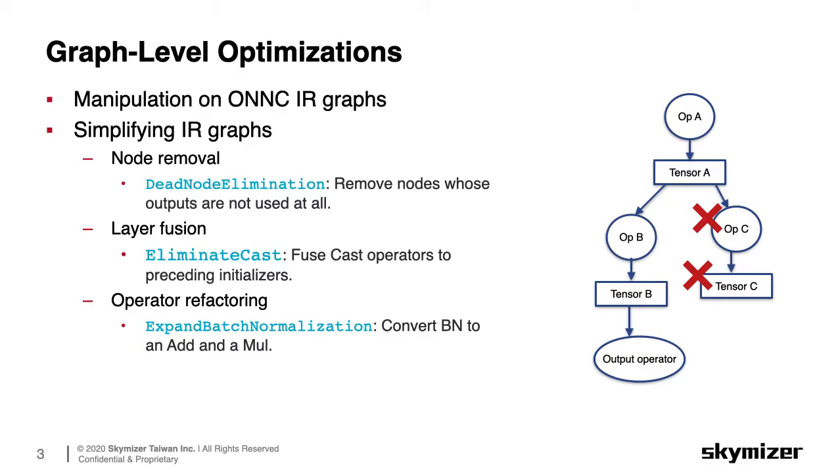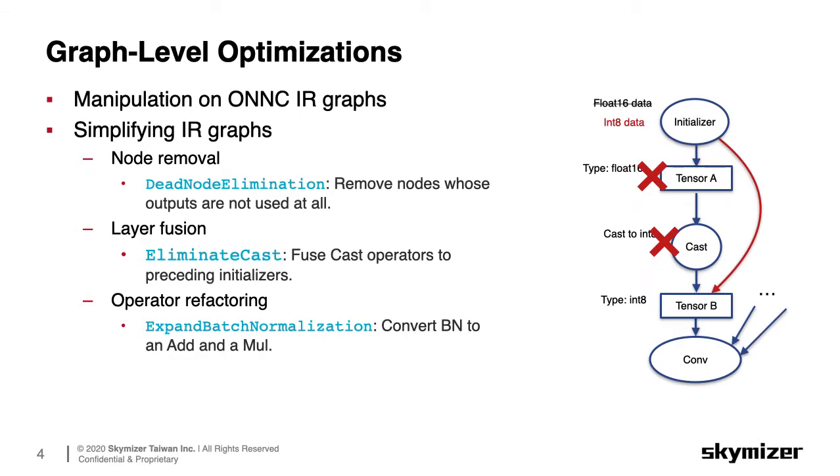A majority of them are to simplify IR graphs by either removing redundant nodes, fusing multiple nodes, or refactoring certain operators. For example, we have dead node elimination that removes the nodes whose outputs are not used by any other node. As shown in the figure, operator C only has one output, tensor C, which is not used by any other node, so it will be removed in dead node elimination.